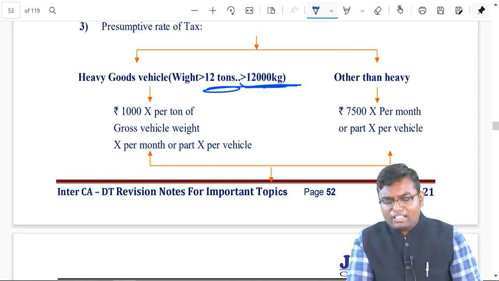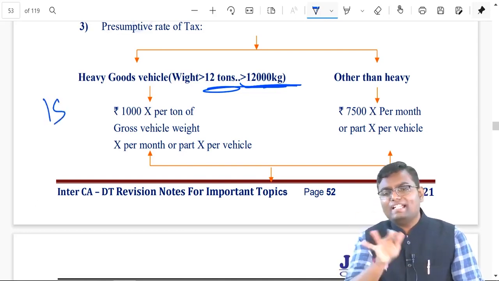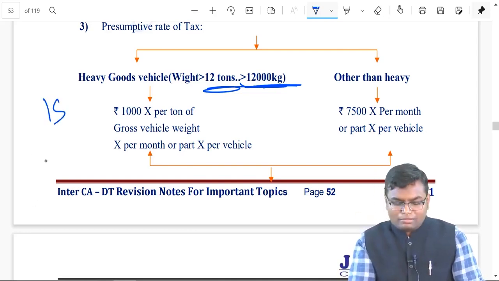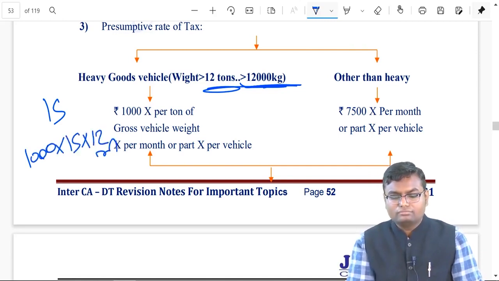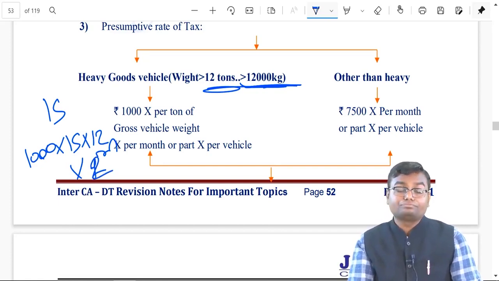Let's say I have a truck of 15 ton for the entire year. Then what will be the presumptive income? 1,000 multiplied by 15 multiplied by 12 months. Then for how many trucks you have? Only one, so multiply by 1. If I had 2, then multiply by 2, like this.